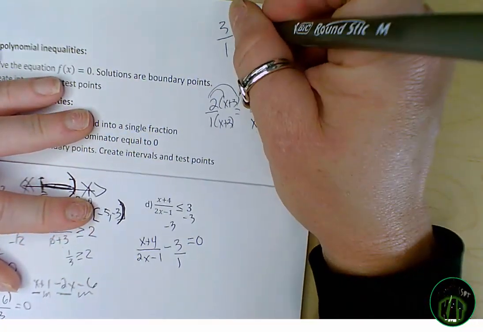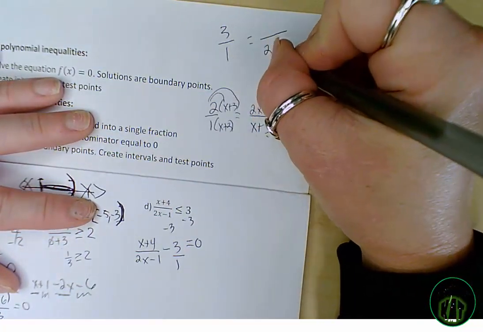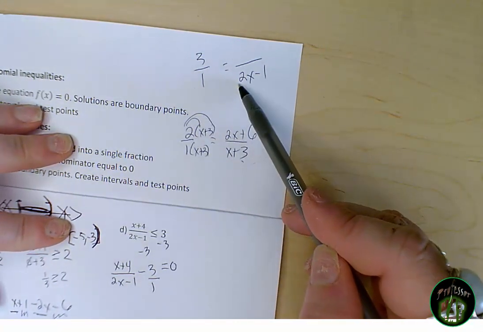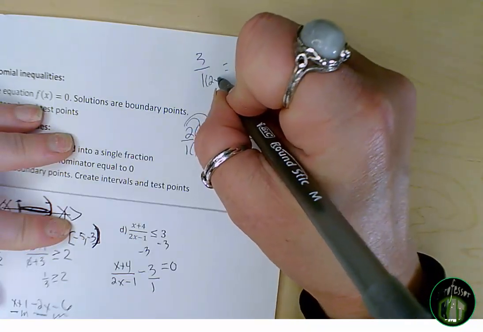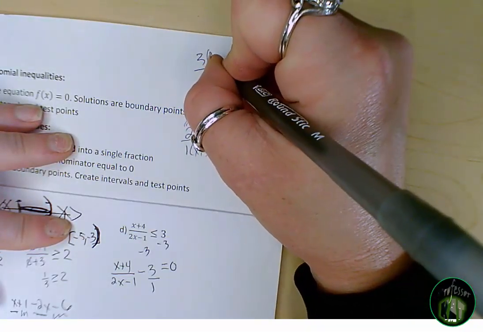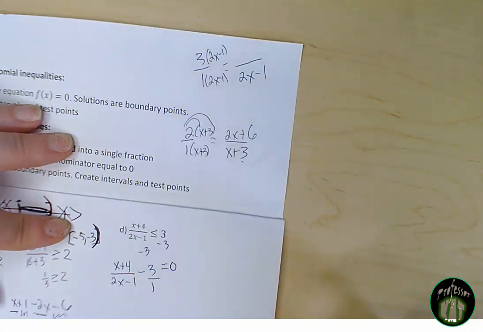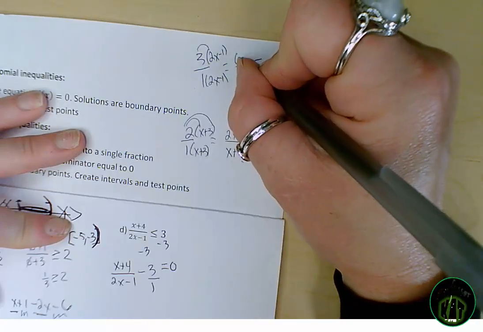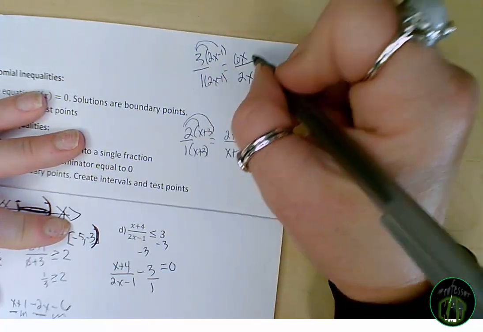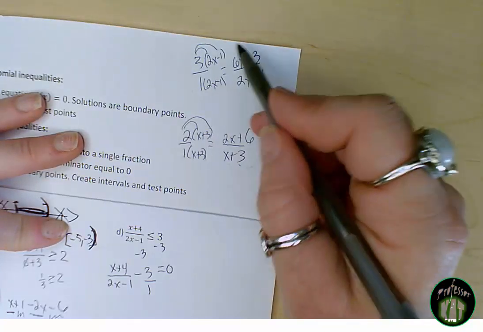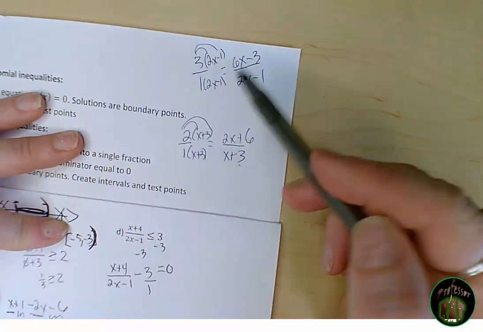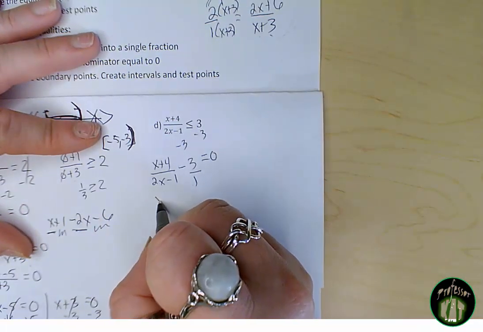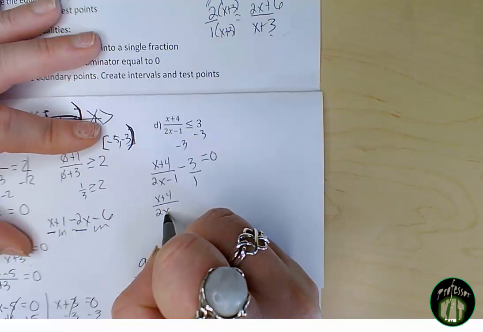So we need to take our 3 and convert that to have a denominator of 2x minus 1. Now, 1 times 2x minus 1 would give us 2x minus 1. So we're going to multiply numerator and denominator by 2x minus 1. Distribute the numerator. 3 times 2x is a 6x. 3 times that minus 1 is a minus 3. So 3 over 1 is actually equal to (6x minus 3) over (2x minus 1). So let's go ahead and plug that in over here.